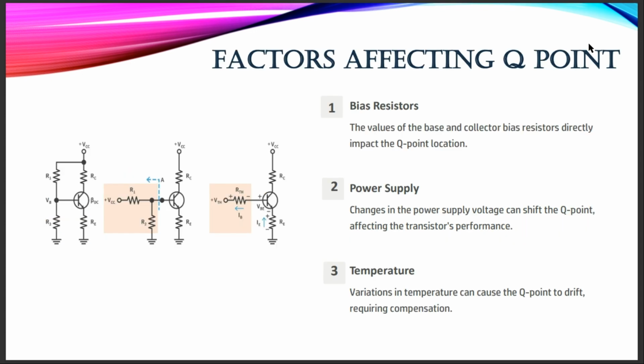Factors affecting the Q point. There are a few factors affecting the Q point: bias resistor, power supply, and temperature. Bias resistor: the values of the base bias and collector bias resistors directly impact the Q point location. Power supply: changes in the power supply voltage can shift the Q point, affecting the transistor's performance. Temperature: variation in temperature can cause the Q point to drift, requiring compensation.